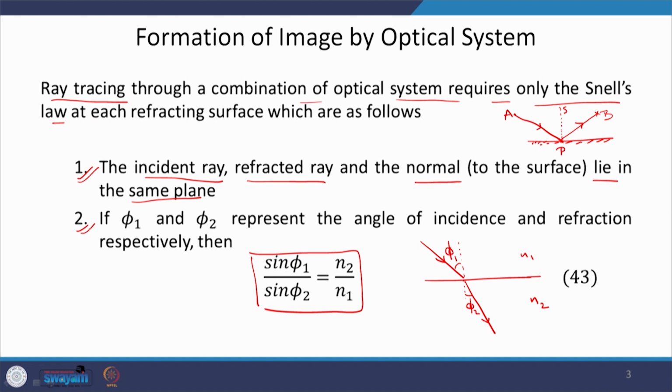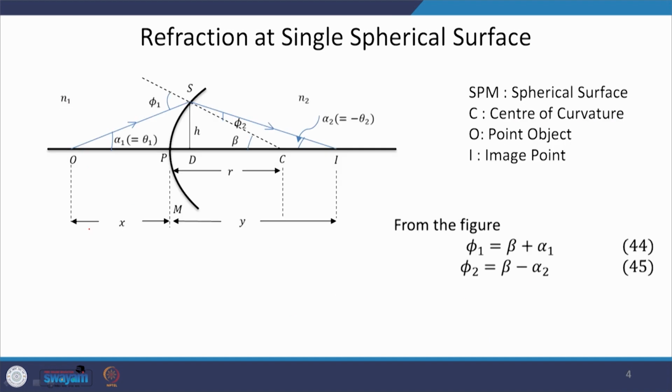Now, we will apply these two points and see how to trace a ray through a single interface. Single interface means single spherical interface. Now, what is a single spherical interface? Till now we studied that there is a medium of refractive index n1 and a medium of refractive index n2, and these media are joining at this line. This line separates the two media, and we always drew this line as a straight line.